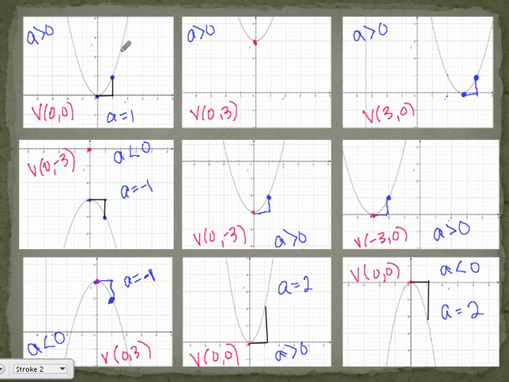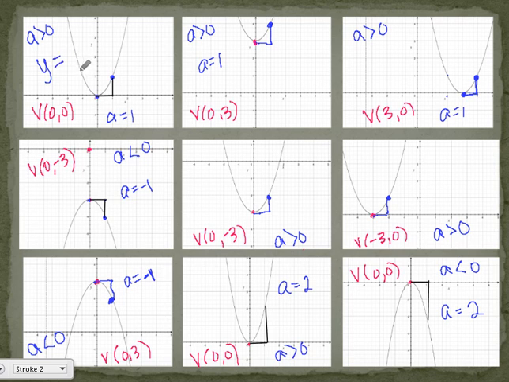Okay. With each of those pieces of information, your A value and your vertex, you are then prepared to go in, fill in the values that you know, and write your equations for each one of these parabolas. This is to the right 1, up 1. So A is equal to 1. To the right 1, up 1. A is equal to 1. Okay, so I'll write the example for this first one.